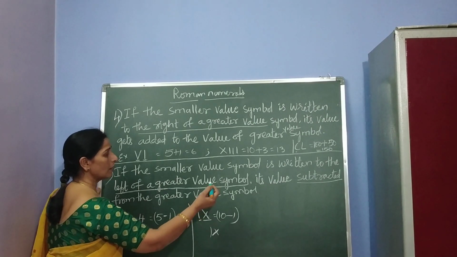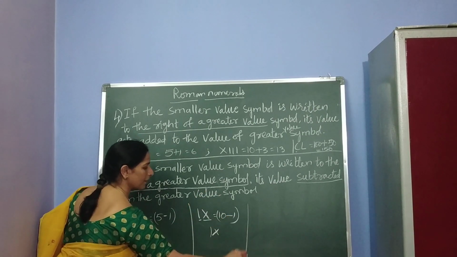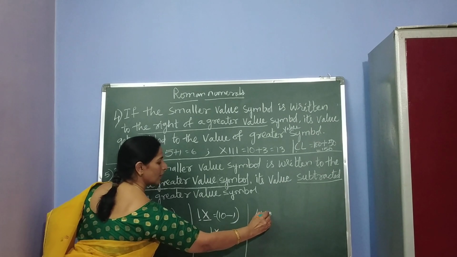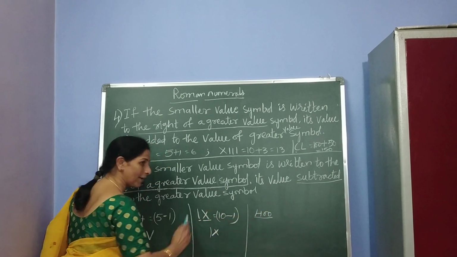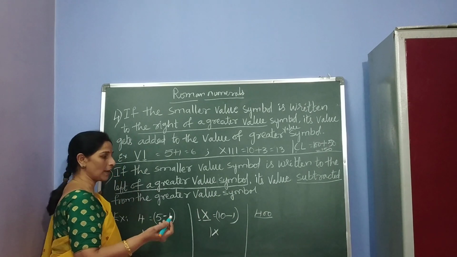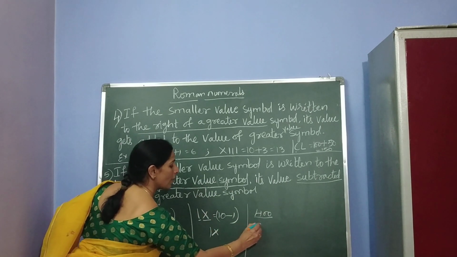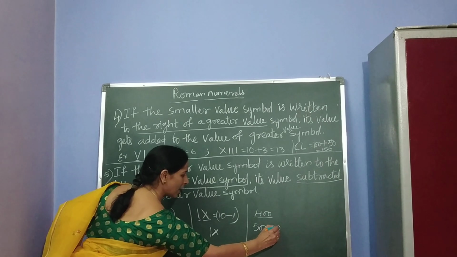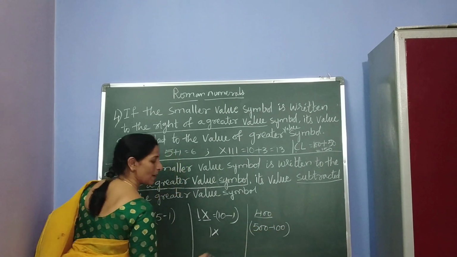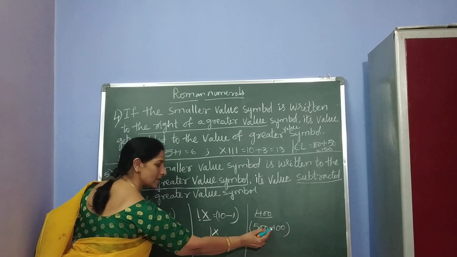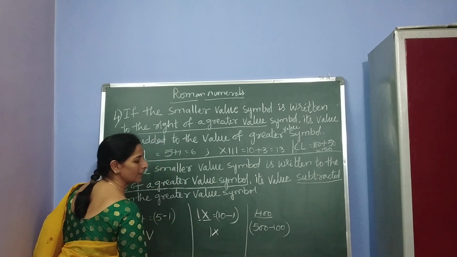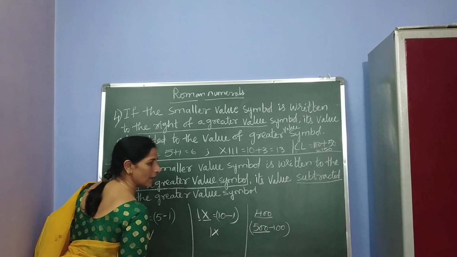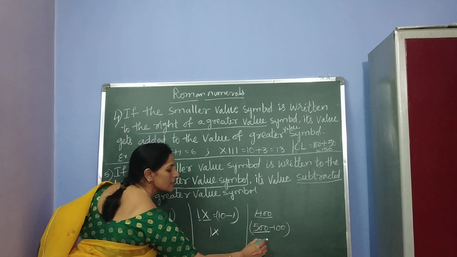See here, to write 400. It is very close to 500. To get 400, 500 minus 100. When there is a minus, the smaller value should be written to the left of the greater value. What is the symbol for 500? D. C.